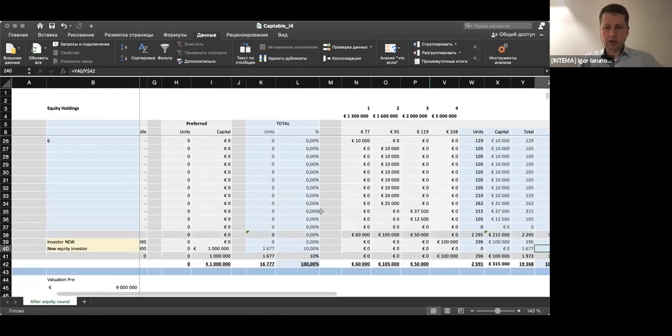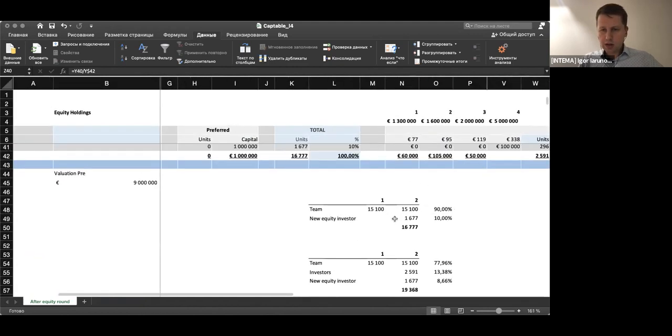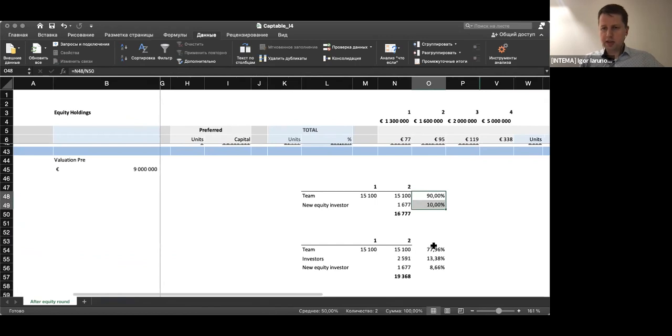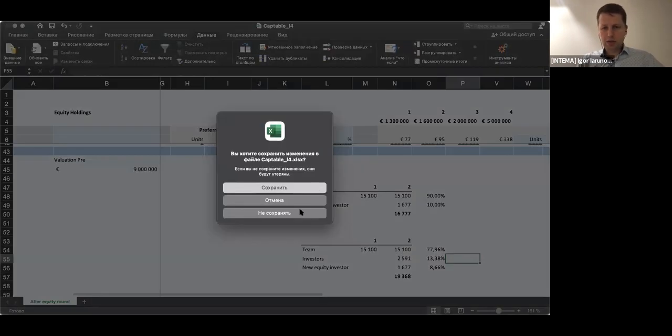So let's look here. As it happened, the team and the new equity investor were proportionally diluted by investors we already had in the cap table with the convertible notes. Is it fair? I don't know. But it always happens when you have many investors with SAFEs and convertibles. That's why nobody loves SAFEs. Not only for this, but that's one of the main reasons. Let's close it and come back to the presentation.